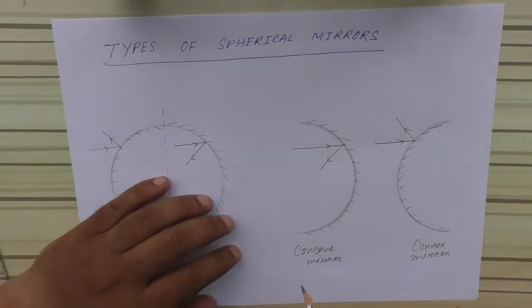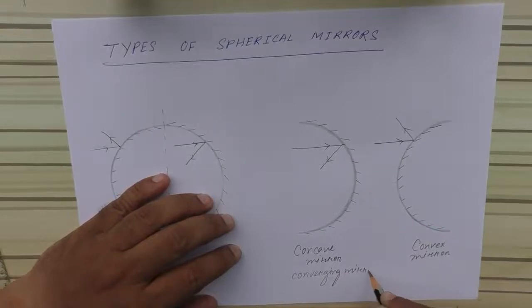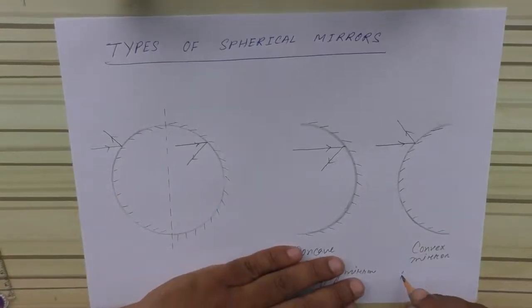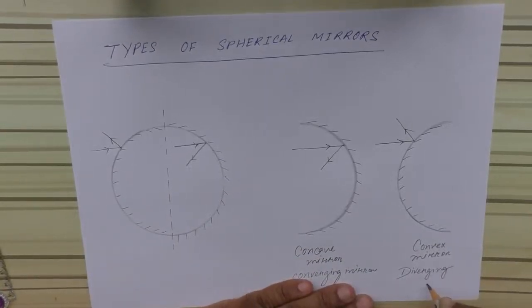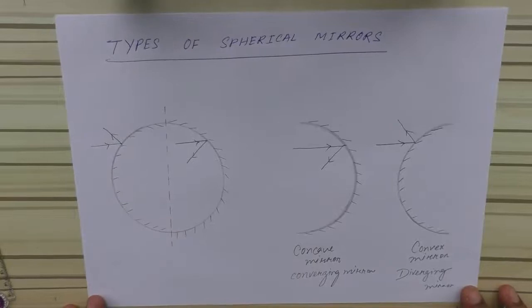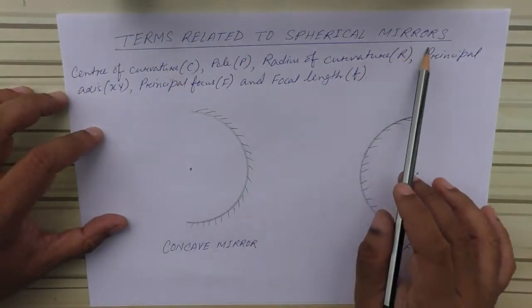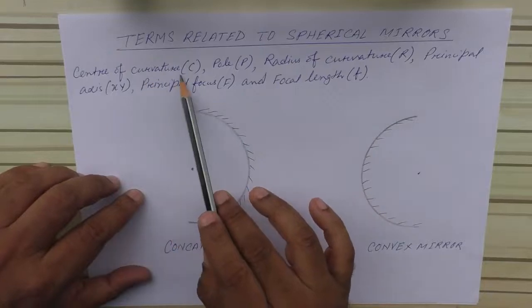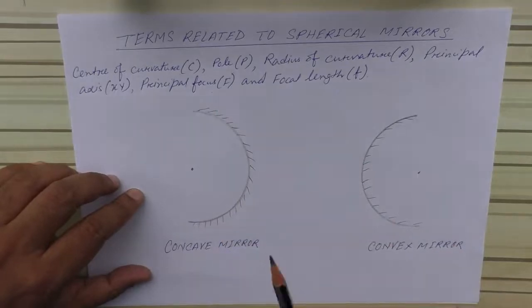So concave mirror is also called converging mirror, and convex mirror is also called diverging mirror. So these are the two types of spherical mirror that we discussed, concave and convex mirror. Now we'll discuss terms related to spherical mirrors. We'll discuss the terms like center of curvature, pole, radius of curvature, principal axis, principal focus and focal length.